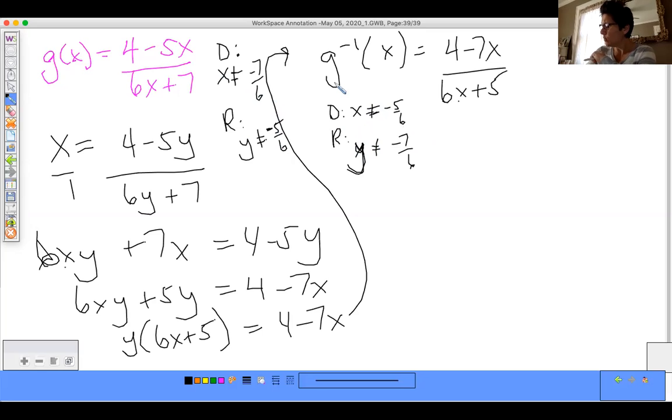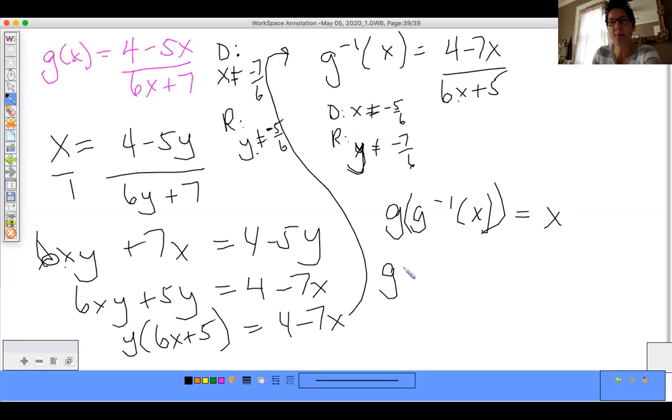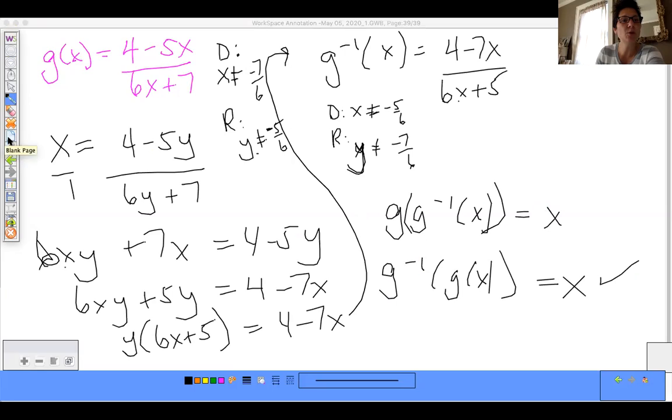So now what we're going to do is algebraically prove that they are inverses of each other. And we're going to do it by showing that G of G inverse of X equals X. And then you guys, when you hang up with me, are going to prove that the other way is also going to spew out an X, okay? You guys are doing this part, I'm going to do this part, okay? So I'm going to go to a new one.